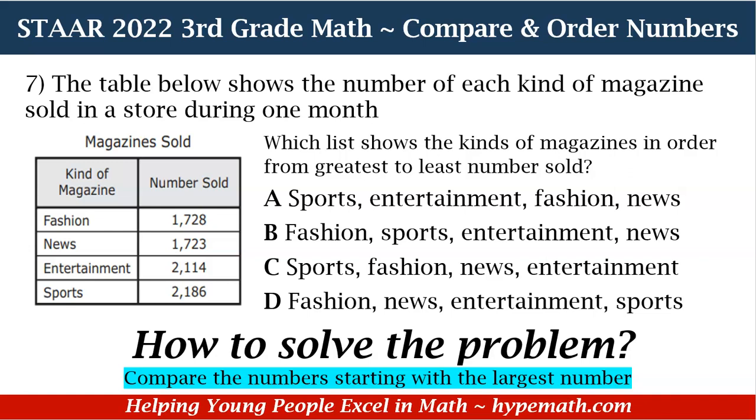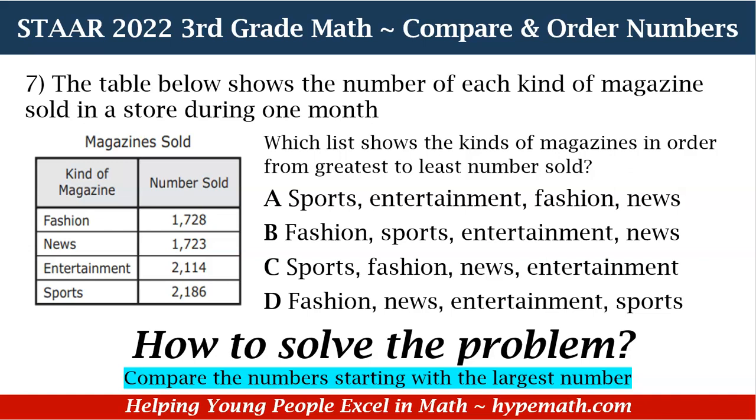Now we need to move to the next place value, which is the hundreds place. In the hundreds place of entertainment and also sports, there is a 1. Again, it's the same value. So what do we need to do? We need to move again to the right, to the tens place. For entertainment, in the tens place, there's a 1. And for sports, it is an 8.